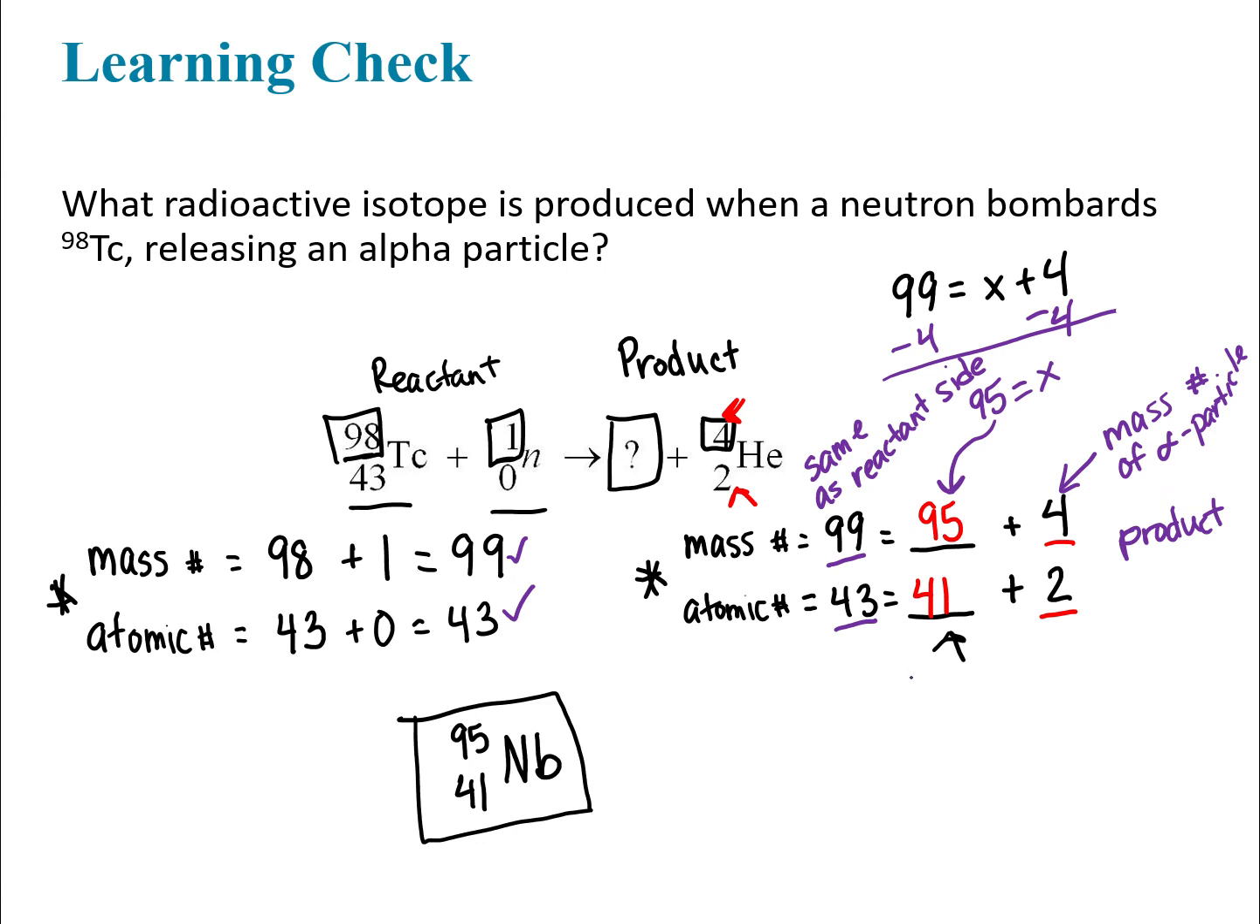You do the same thing with the atomic number. We know that 43 has to be the sum of the atomic number of the new element, we'll call that y, plus the atomic number of the alpha particle.